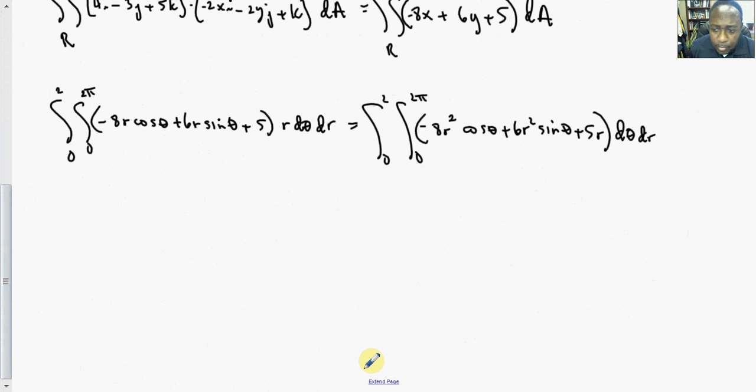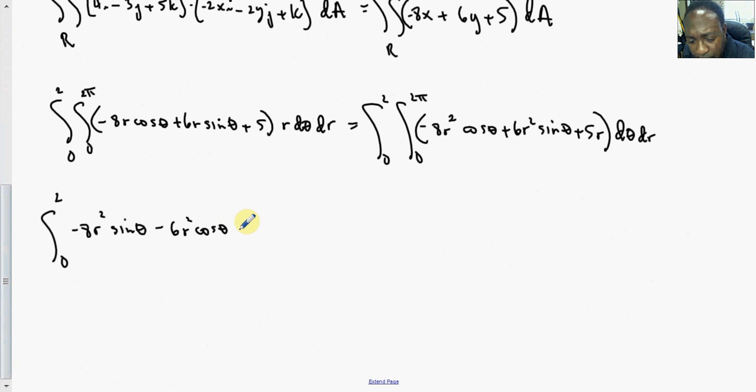Okay, so let's see. We're going to integrate with respect to theta. So this is the integral from 0 to 2, and this becomes negative 8r squared sine theta. No, the integral of sine is negative cosine. The integral of cosine is positive sine. This is minus 6r squared cosine theta plus 5r theta. Theta is evaluated from 0 to 2 pi. This is dr.